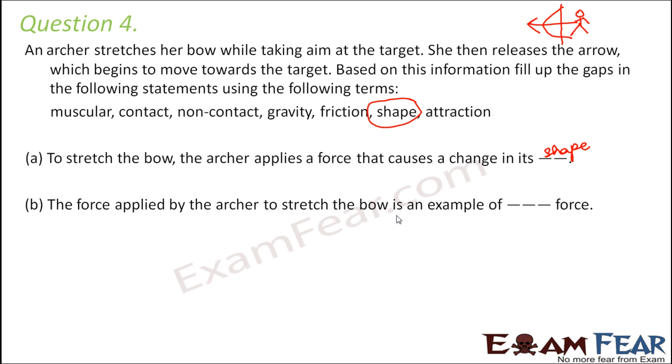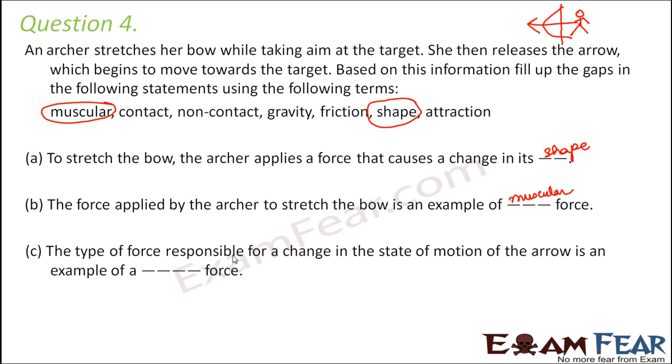The force applied by the archer to stretch the bow is an example of ___ force. Now what kind of force is being applied? The force is being applied with the help of her hands, and the movements of hands are due to the muscles present inside our body. So this is an example of muscular force. So this is also being used.